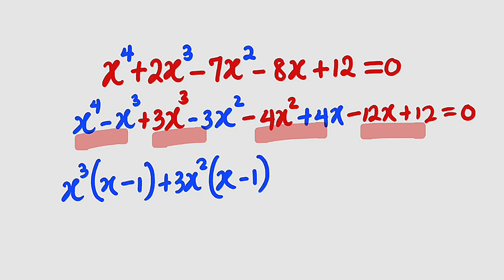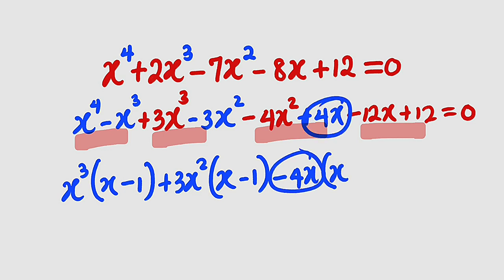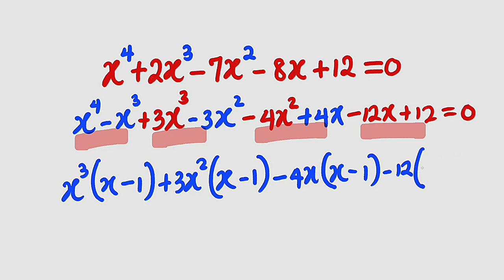Then we move to the next one. We have negative 4x in common. Inside, you take this and divide by what you have factored out, you have positive x. Take this and divide by this, you have negative 1. Then the last two, we have minus 12 in common. Inside, we have x minus 1. The whole of this equal to 0.